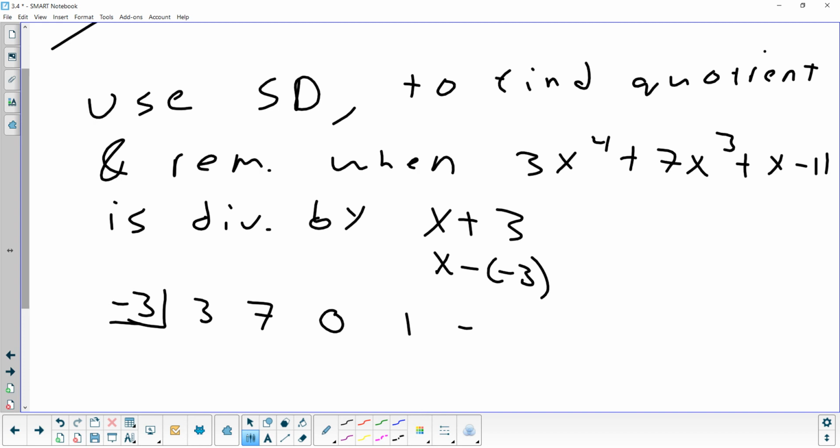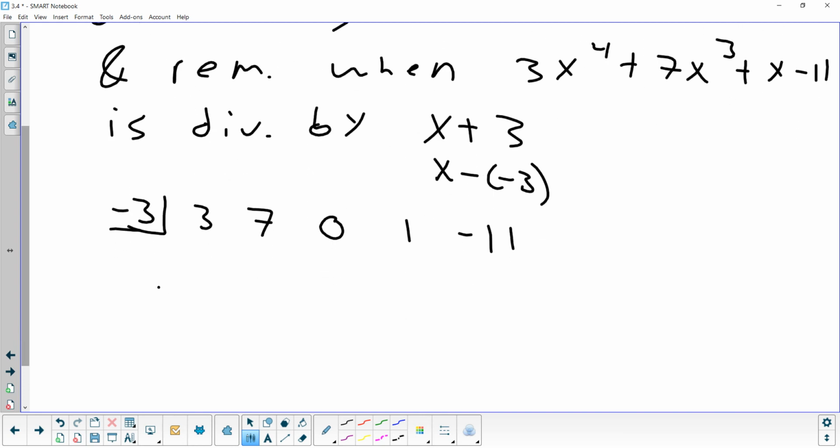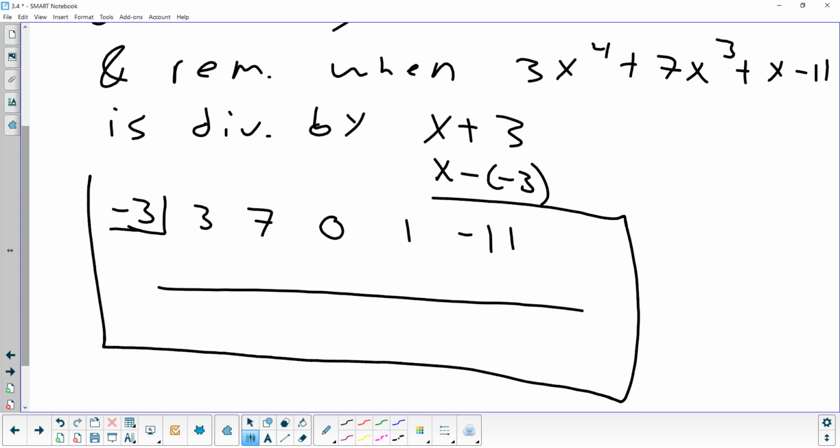-11. Yep, I'm going to write that one down too. So 3, 7, 0, 1, -11. Put a line like this. Now that I have that set up, I can tell you how much space this entire problem is going to take. Everything is going to fit in that box. It's not going to go down and to the right like long division.